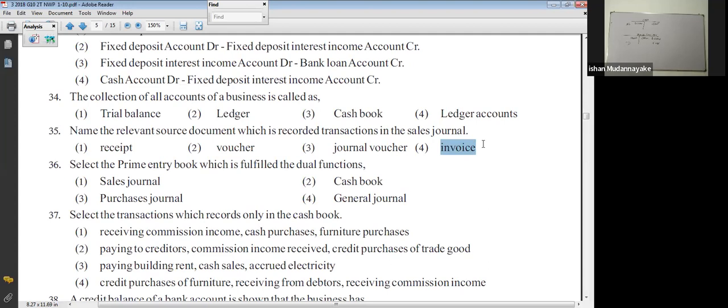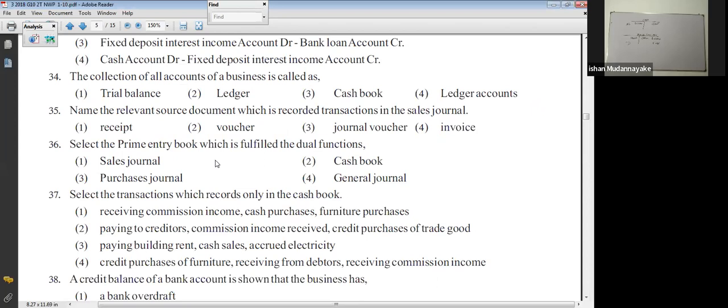Right. Give me 1 minute. Question 37, we still haven't discussed. Sorry, 36. Anyway, we will discuss. The fourth one is the answer. In the sales journal, we record, and the source document for the sales journal is the sales invoice. Invoice. The answer is the fourth one. Yes, Anjali, correct.